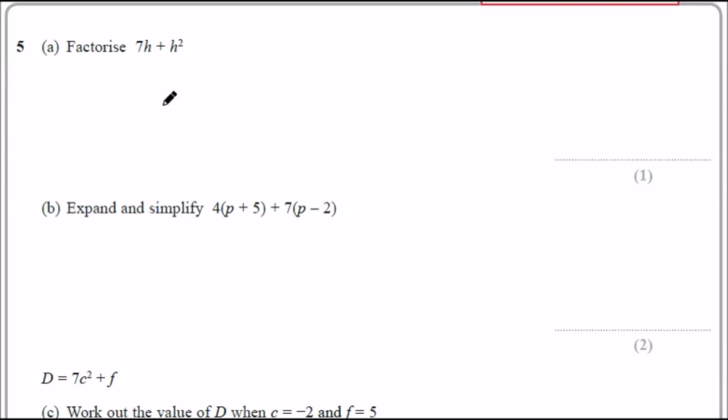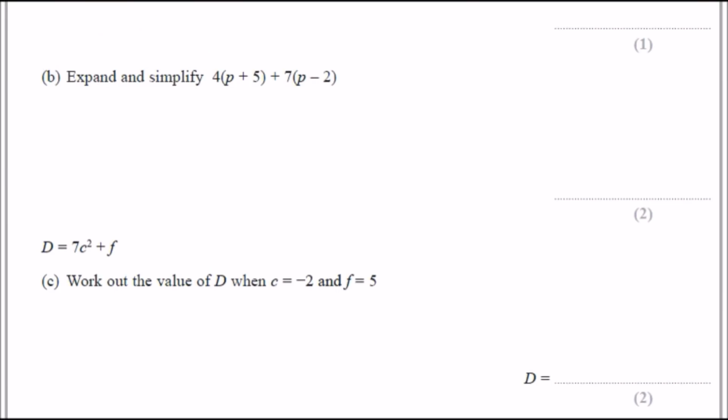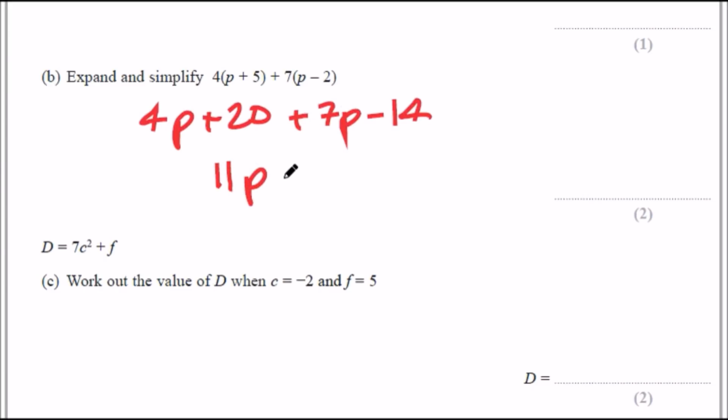Okay, question 5. Factorize that expression. Okay, so they both have h in common, so you take it outside the factor, and you're left with 7 plus h. Cool. Expand and simplify this expression. So here we just distribute the 4 across and distribute the 7 across for the second term. So 4 times these will give you 4p plus 20. 7 times these guys will give you 7p minus 14. Now collecting terms, 4p plus 7p is 11p. 20 take away 14 is 6, so it'll be plus 6.